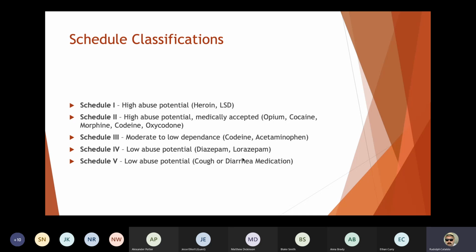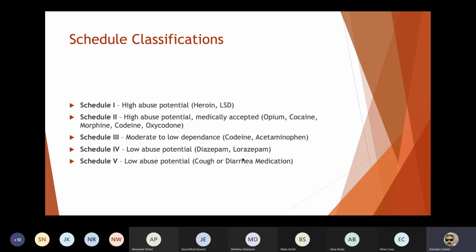Schedule 2 is where your cocaine is going to fall in. Opioids, so fentanyl is a good example of that. Oxycodone, so you get maybe hydrocodone, codeine, morphine. So any of the medications that are highly addictive, but used to treat something, generally for pain management.